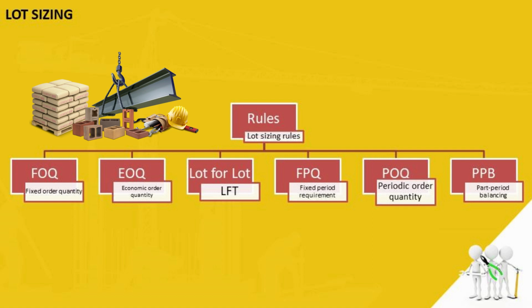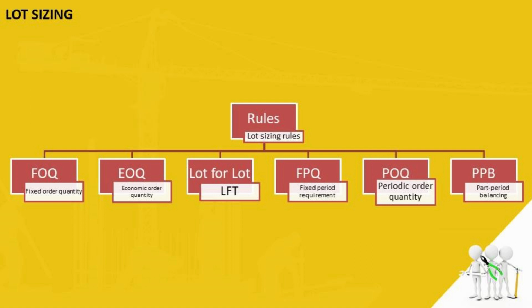See, a pure EOQ approach does not take into account the variation in requirements over time. A simple method that does this is the part period balancing or PPB. A part period is defined as a unit of measure that is equivalent to carrying one unit of an item in the inventory for one period, and it occurs when the total ordering or setup cost equals the total holding cost.